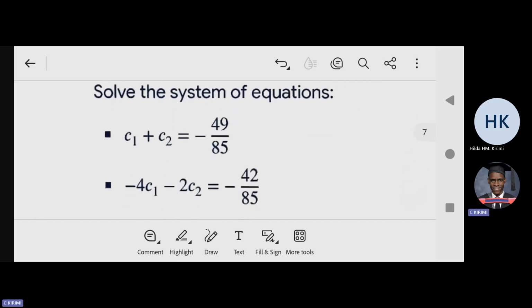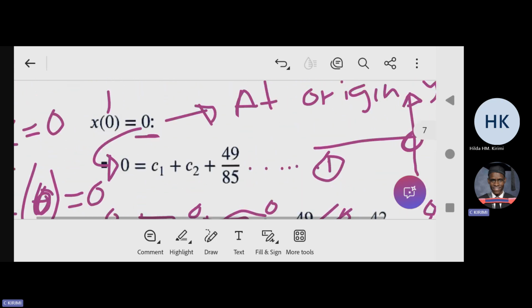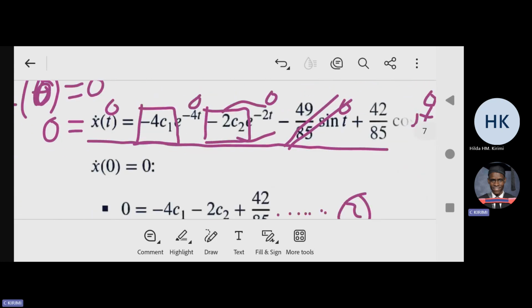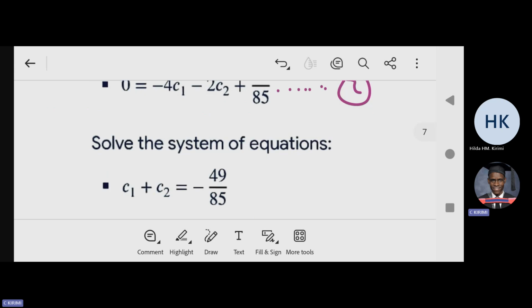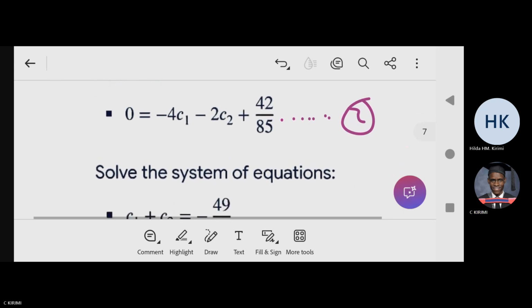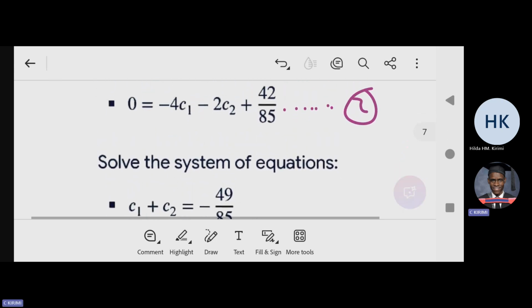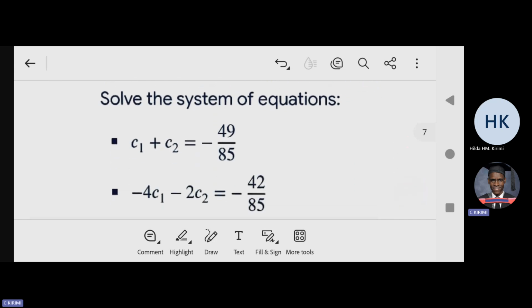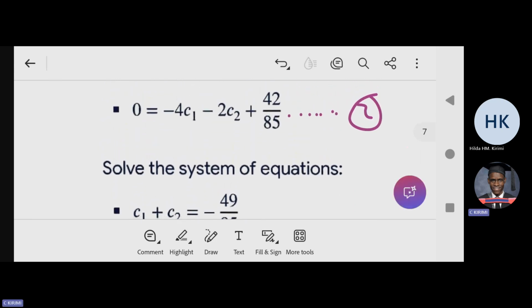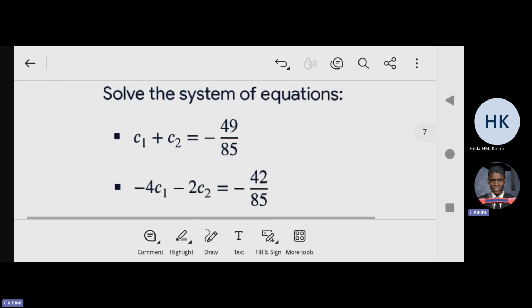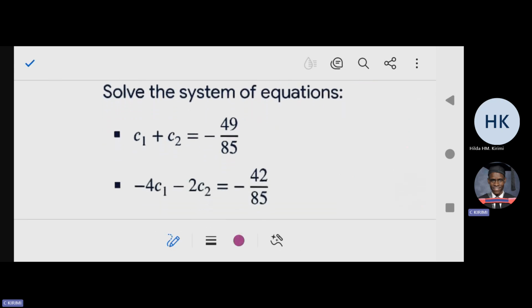C1 plus C2, that was the first equation that we obtained, equation number 1. When you move the plus 49 over 85, it goes to the left and becomes negative. Then we have our equation 2. You move it to the left again, and you get minus 4C1 minus 2C2 equals negative 42 over 85. So these are the two equations that we are solving. This is still your equation 1, and this is still your equation number 2.